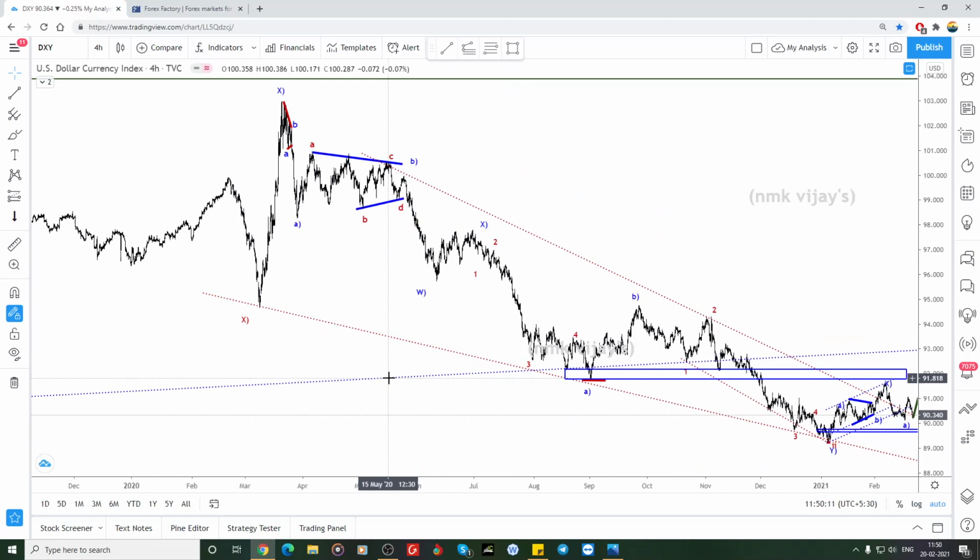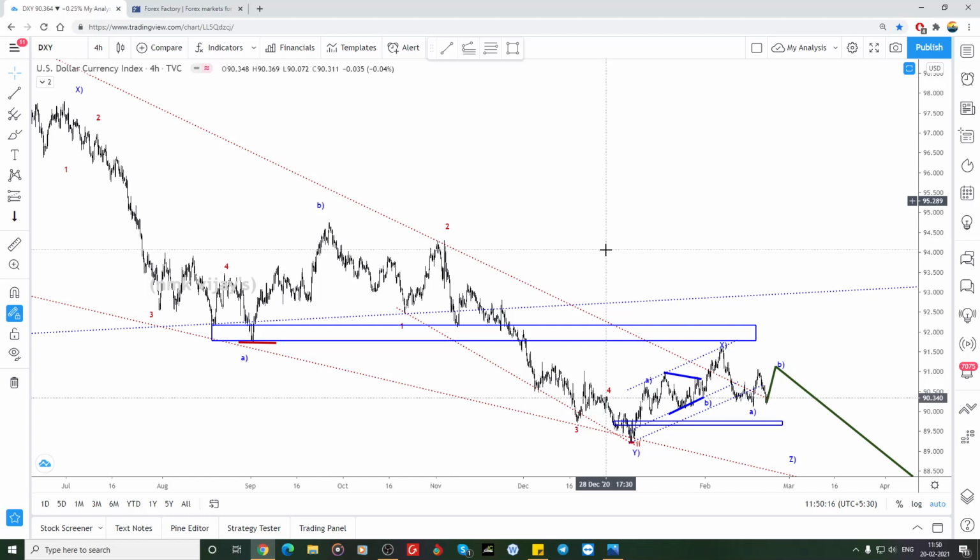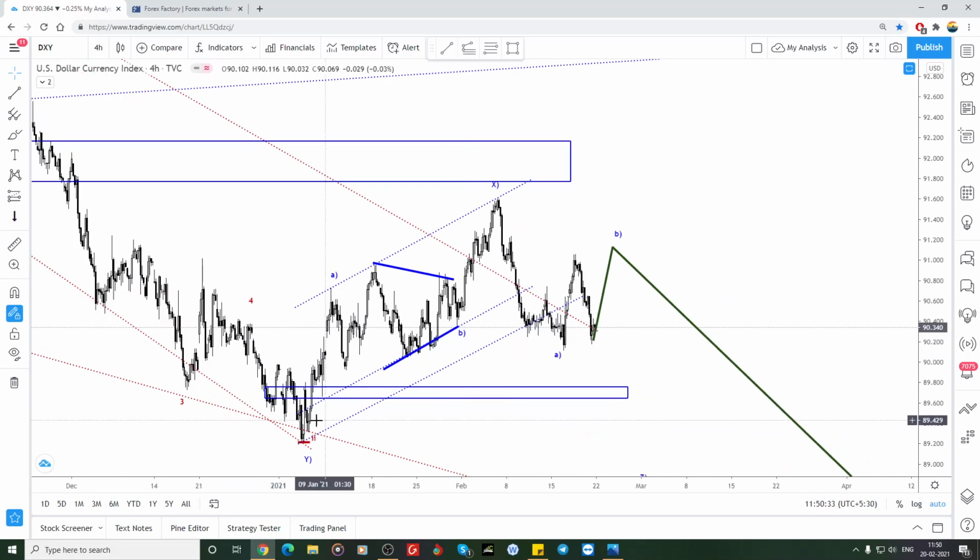In DXY, I need to explain the price action also. It's not only the count. The count should also help us to change, and we shouldn't stick to our own count. See, this is A, B, C, the perfect correction and then again a fall. Here also A, B and C, the perfect correction has ended here and the 5-wave structure started.